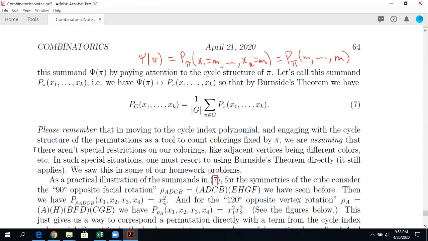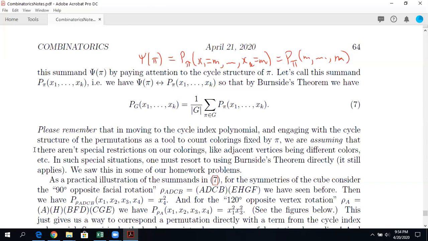Okay. By Burnside's theorem, we have that the entire cycle index polynomial is just 1 over the size of G, and then you just sum over all permutations pi these little cycle index polynomial terms corresponding to that pi.